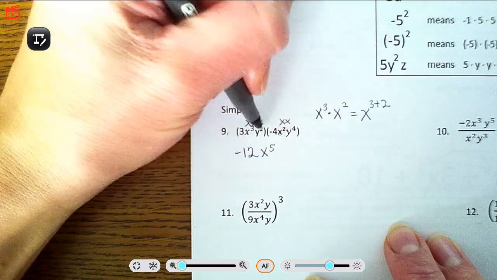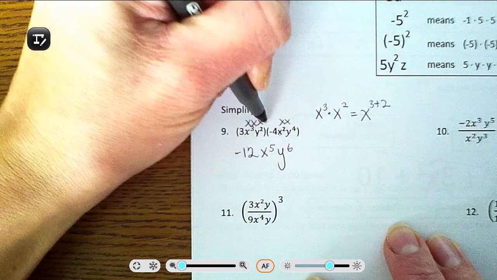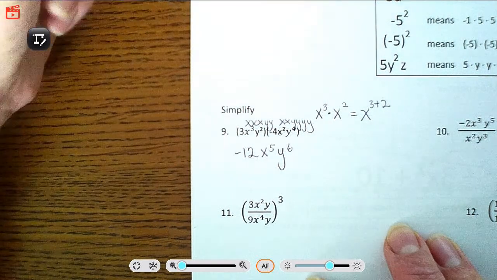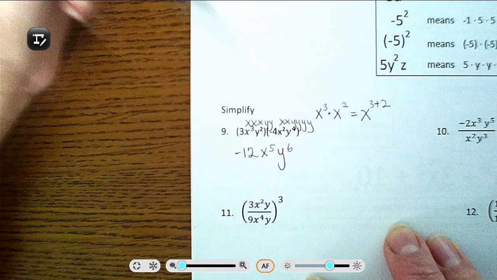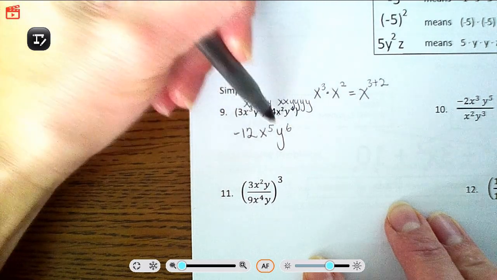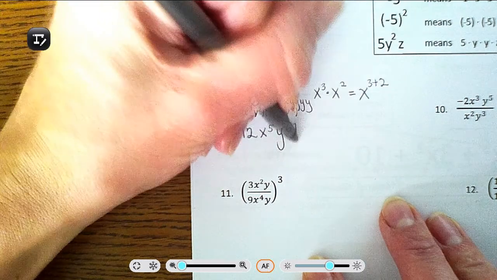Okay, let's work with the y's. 2 and 4 gets me y to the 6, because I have 2 y's, and over here I have 4 y's. So 2 y's and 4 y's gets me 6 y's multiplying together. And that's what the exponent stands for. We have this many of those multiplying together.